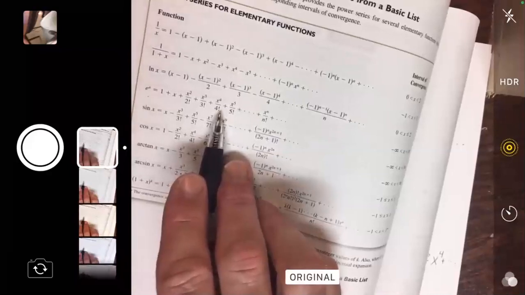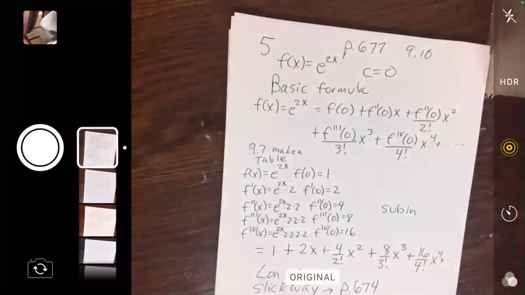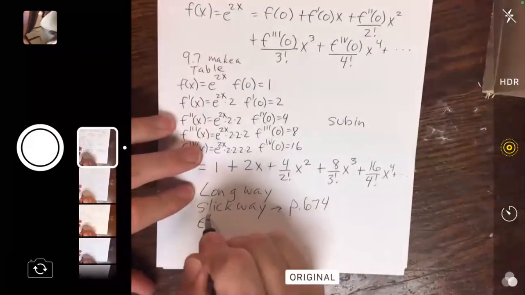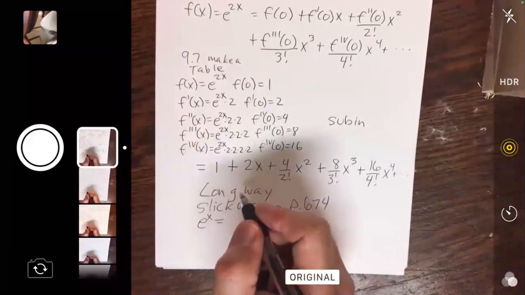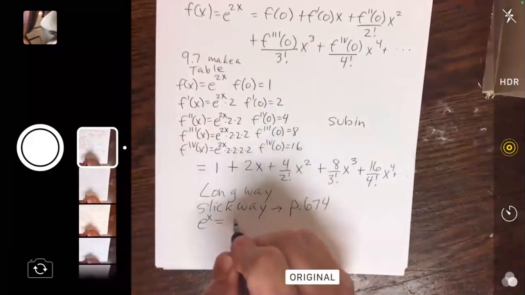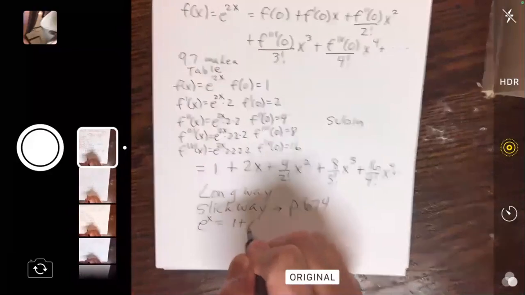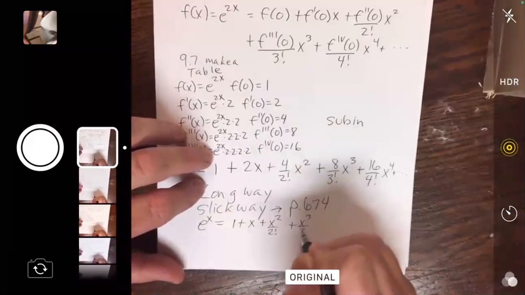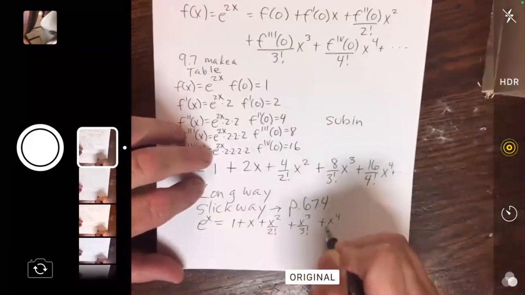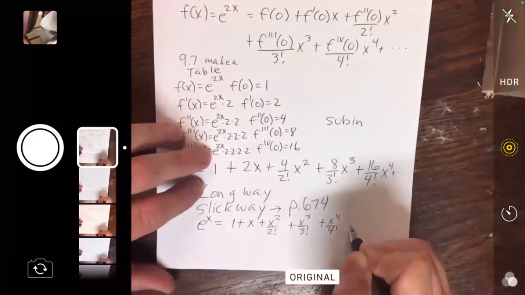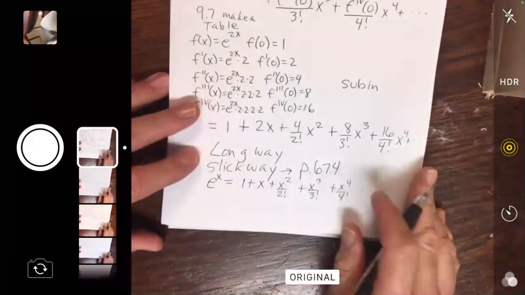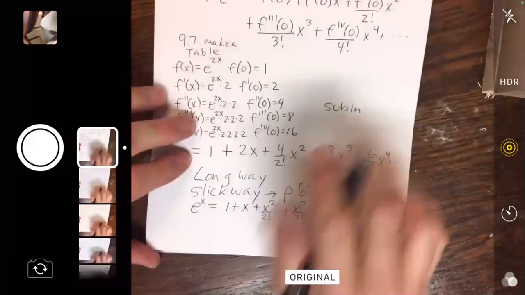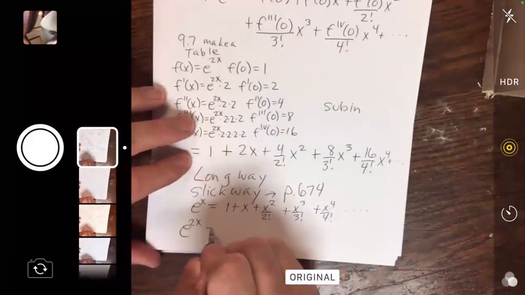I think we believe. Okay, so let's start with that. e to the x has all positive powers. I'm copying this down from page 674. It's 1 plus x squared over 2 factorial, x cubed over 3 factorial, 4 factorial as far as I'll go. So guess what's the slick way? In this one, they wanted e to the 2x. Guess what the slick way of doing that is?